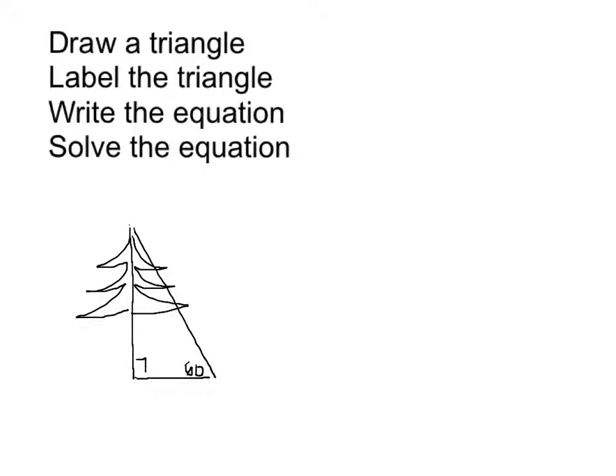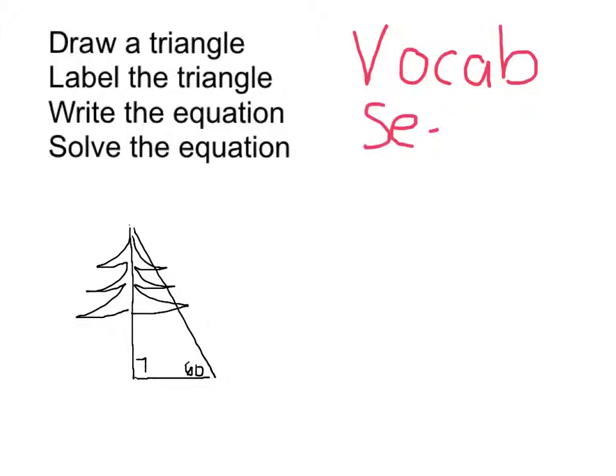Most trigonometry story problems go through the process: draw a triangle, label the triangle, write the equation, solve the equation. But the tricky parts might be, do you understand what the vocab is saying? And also, do you actually see a right triangle?